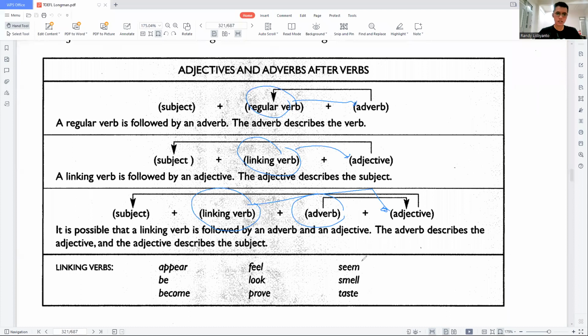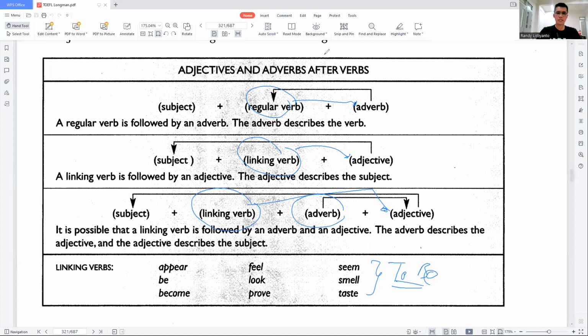Okay. These are the examples of linking verbs. These are not all examples of the linking verb. You can surf the internet to find out more examples of the linking verb. Sometimes, to be is also categorized as a linking verb as well.